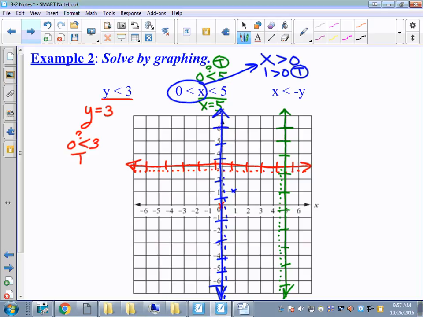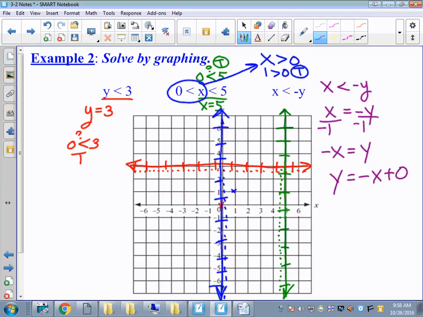We have one more to do, and that's going to be this x less than negative y. Well, I'm not a big fan of that, so I'm going to change it into an equation. x equals negative y. We're getting better. Whenever we graph, we want to have things in terms of a positive y, so I'm going to divide by negative 1 to make that a positive y value. Negative x equals positive y. I'm not a big fan of that. I'd like to flip it so that I have y equals negative x. And I can put a plus 0 if you'd like to reference the y-intercept.